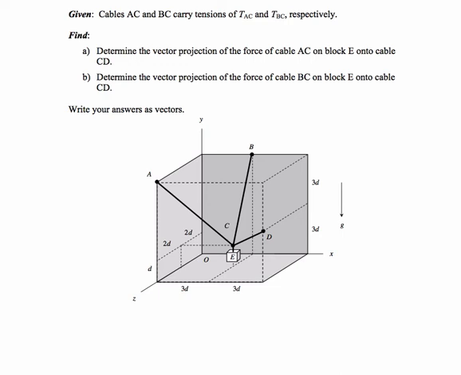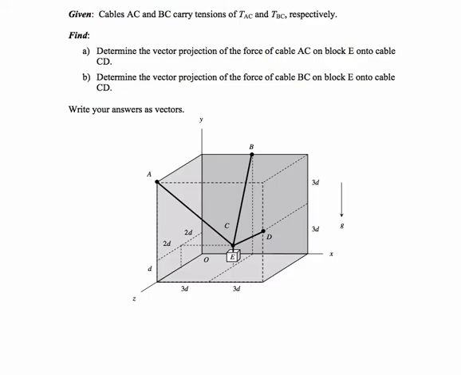The problem that we're looking at here is we have three cables, AC, BC, and DC, which are acting to support that block E. What we know, in symbolic form, are the tensions in cables AC and BC. And what we want to do is talk about the forces that those cables act on block E.